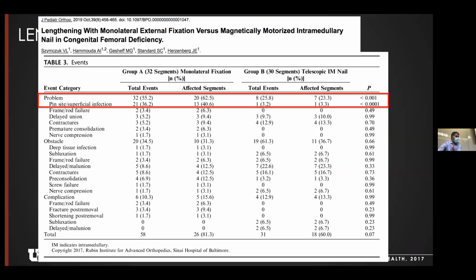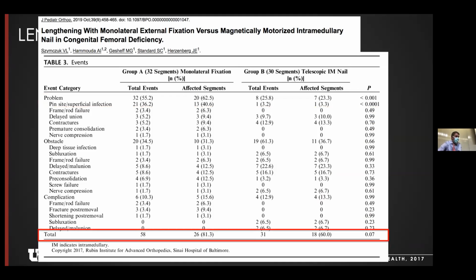If we look closer at congenital limb deficiencies, in this case, congenital femoral deficiency, this study looked at external fixators and compared it to internal lengthening nails. And they found, like you'd expect, superficial infections were significantly lower in the internal nail group, but every other complication category showed no difference. And there was no difference in total complications, with pretty high rates in both groups, 81% in the external fixator group and 60% in internal nails, which is important information to be able to tell families.